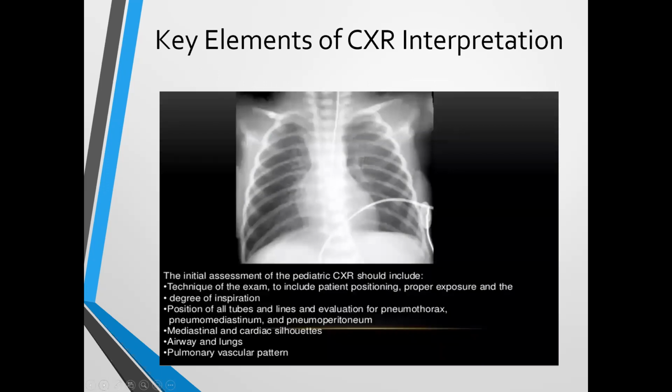So, elements of the actual interpretation. This is a younger patient. It could be an infant or a young pediatric patient if they're labeling it as a pediatric patient. But the initial assessment of the X-ray should include the technique of the exam. Sometimes they're skewed, sometimes they're underdeveloped, sometimes they're overdeveloped. The nice thing today is we're not reliant on a static film. If it's underdeveloped or overdeveloped, this is all computer stored, computer generated. A lot of times you can make various adjustments in real time to adjust for a poorly taken film. Include patient positioning, proper exposure, degree of inspiration, etc.